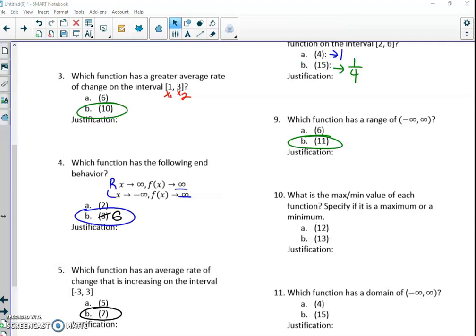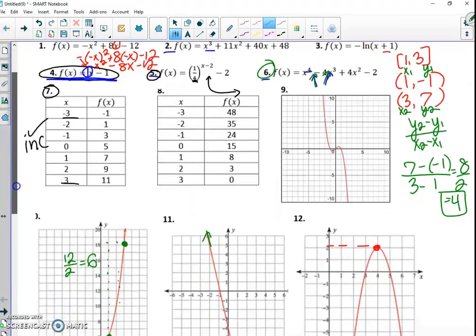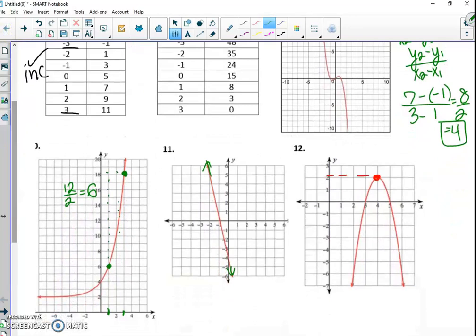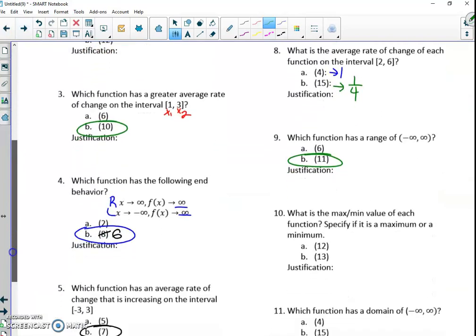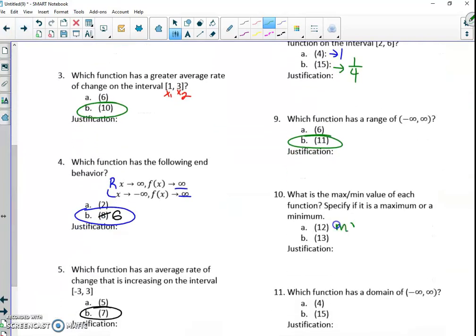Okay, you guys, so continuing on, number 10 says, what is the max/min value of each function? So 12 and 13. Function 12, we already talked about what the maximum was for 12. That is a maximum, right? That's the maximum it goes, and that's at 2. So 4, 2 is the point. So this has a maximum of 2.